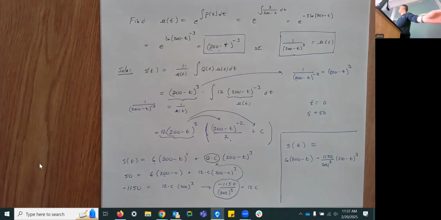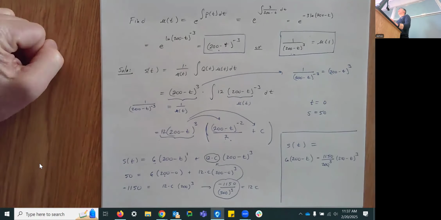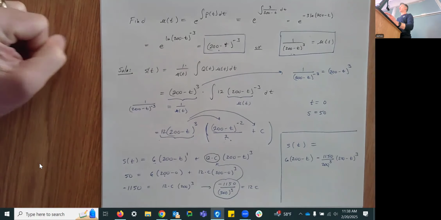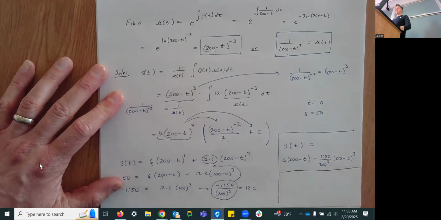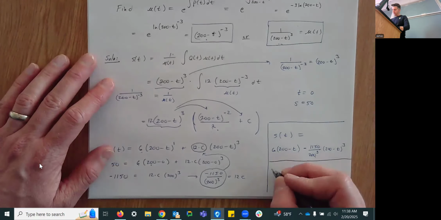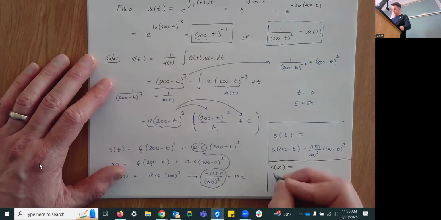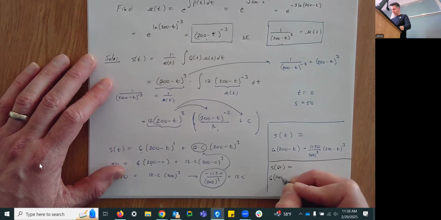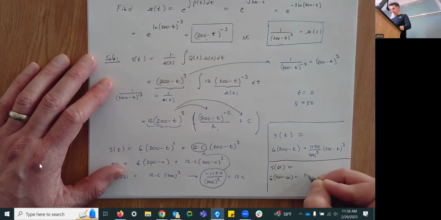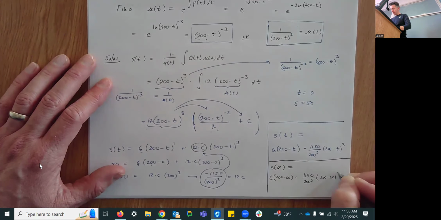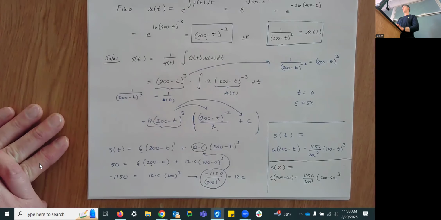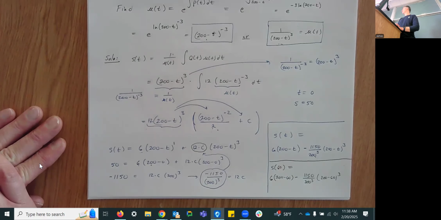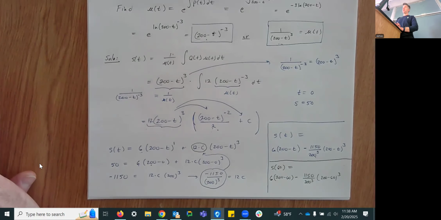All right. Other questions? Right, exactly. I don't really care about the question I asked, but to answer the final question, how much sugar is there in the tank after an hour? So S of 60 is going to be 6 times (200 minus 60) minus 1,150 divided by 200 cubed times (200 minus 60) cubed. Whatever that number ends up equaling, which is terrible. Not the point of the question, really.